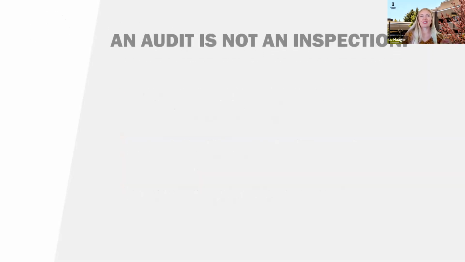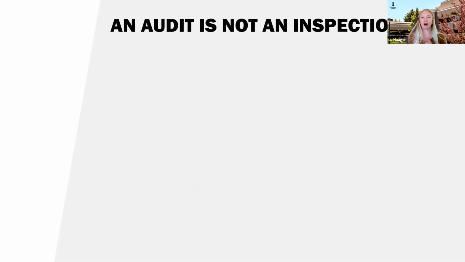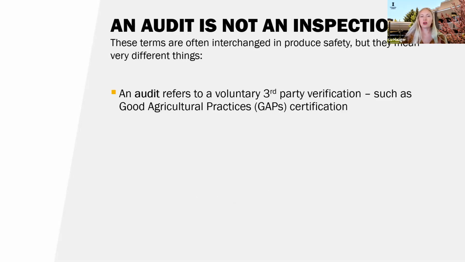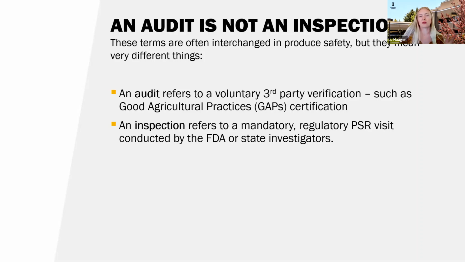So if you get nothing else out of today's presentation, what you need to walk away with is that an audit is not an inspection. A lot of times these terms are interchanged in produce safety, but they mean two very different things. First of all, an audit refers to a voluntary third-party verification, such as a Good Agricultural Practices, or GAP, certification or GAP audit, as a lot of us have heard that term.